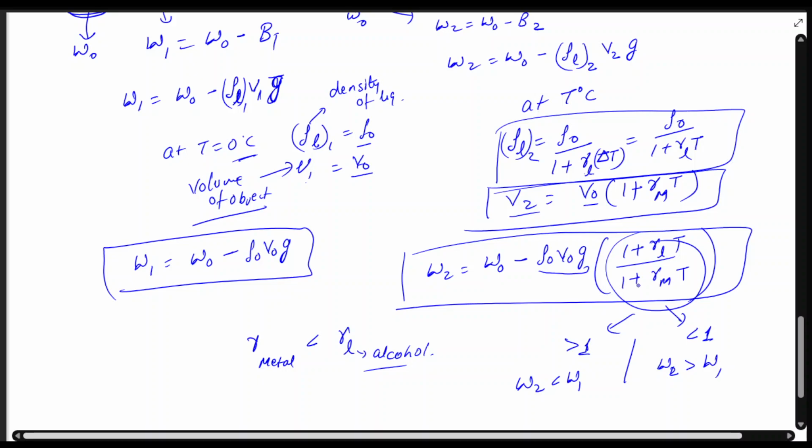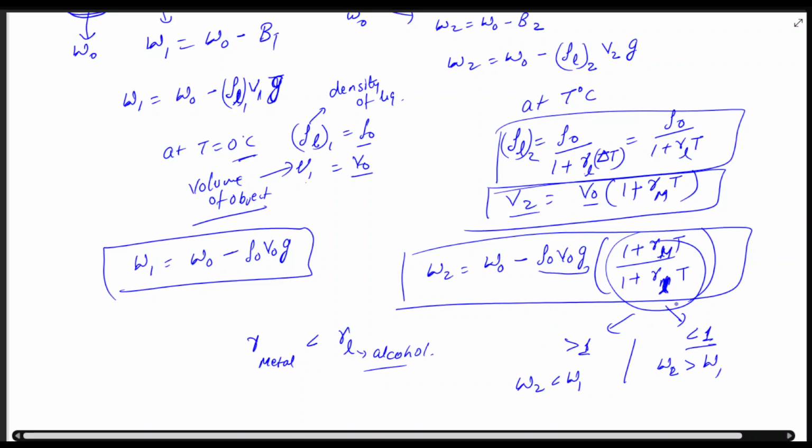So liquid will go here, liquid will go here, metal will go here, right? Because liquid indeed. Perfect. Now, if gamma of liquid is more, then the denominator is more, so overall this value is less than 1.